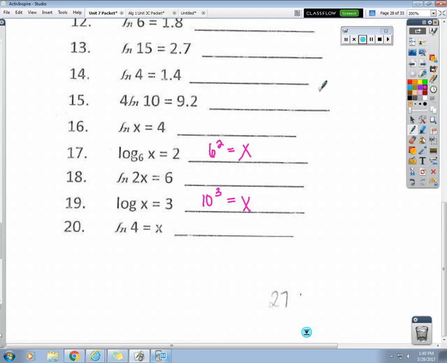Okay, now let's start trying to solve. Now that we know how to rearrange, let's solve. Go to page 28.